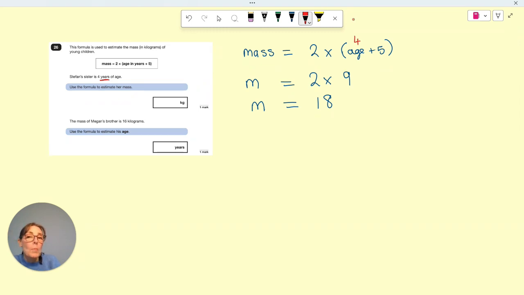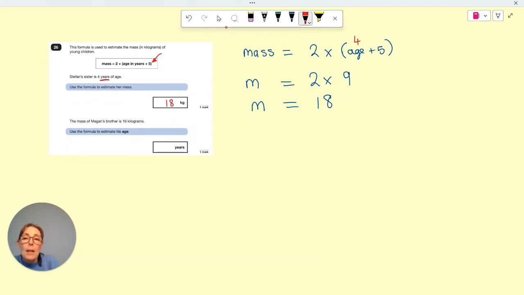We've got to think of Bodmas here, or Bidmas. 2 times age in years plus 5. So we've got to sort out what's in the brackets first, which is 9, and then 2 times 9 is 18. So use the formula to estimate her mass. So we're estimating her mass is 18 kilograms.